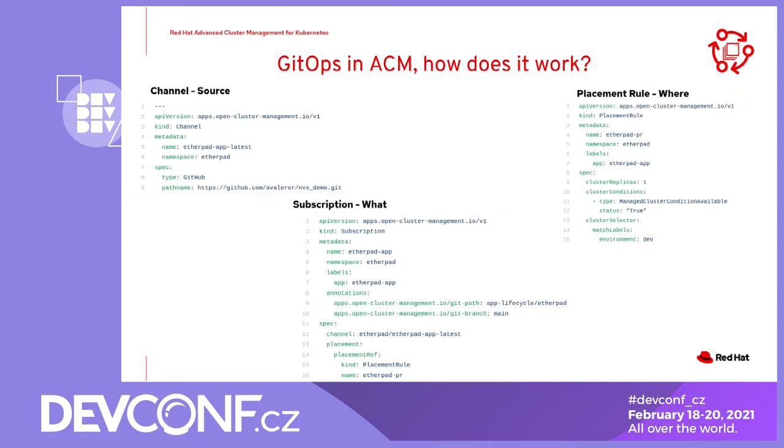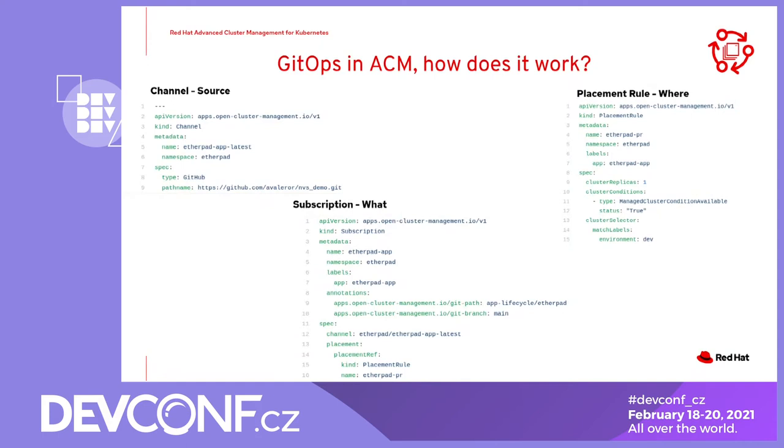What this means is that from all the clusters that are available in our infrastructure, we are going to get only those which have the environment dev label, and then from that list we only want to get one cluster. That means that if we have five clusters in the dev environment, we will get one of them for deploying our application. And then we have the subscription, which is like the glue between the channel and the placement rule.